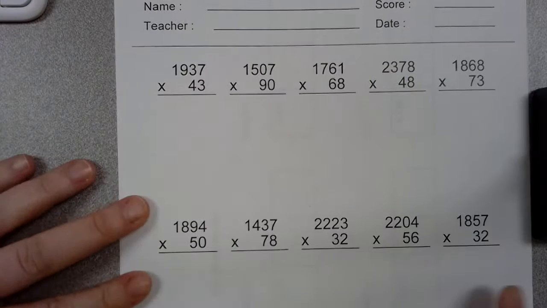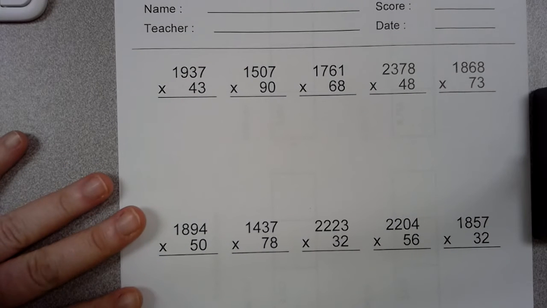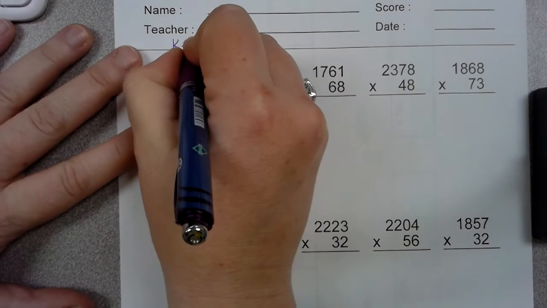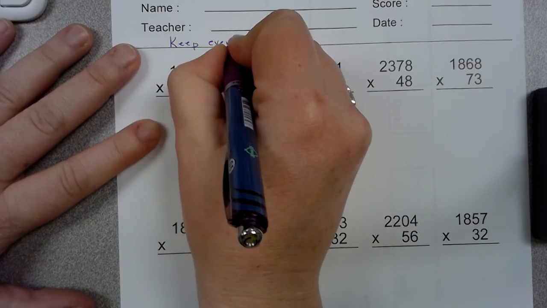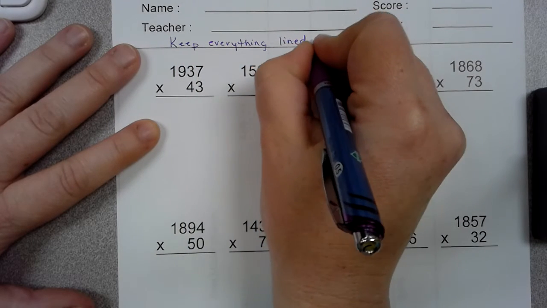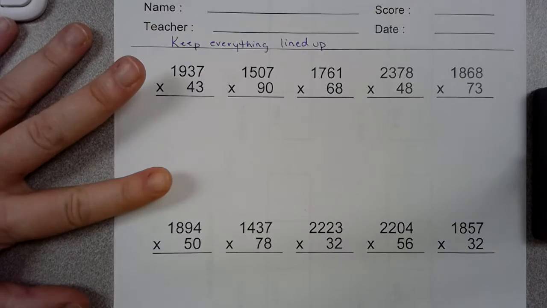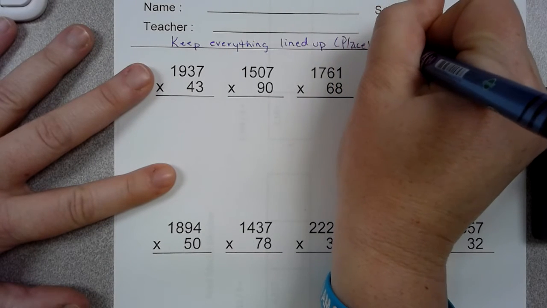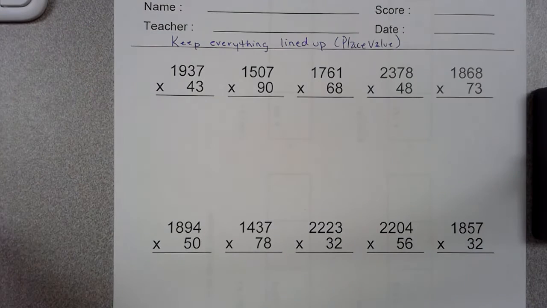So the very first thing you're going to do is multiply 4-digit by 2-digit numbers. And with this, the most important thing we need to remember is to keep everything lined up. That means place value. Make sure your ones are in your ones place, your tens, and so forth. So, just like every multiplication problem we've done, the very first thing we're going to do is start in the ones place.